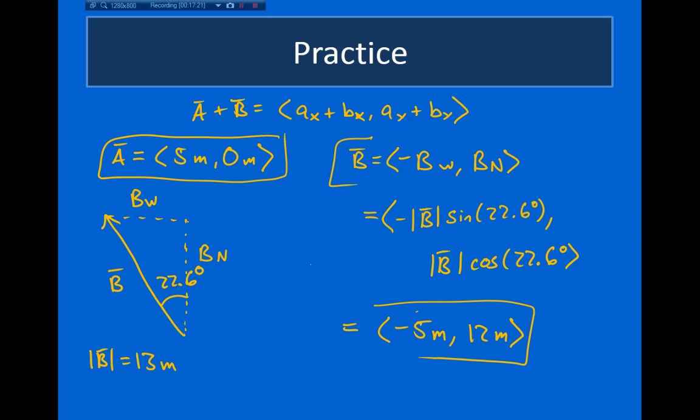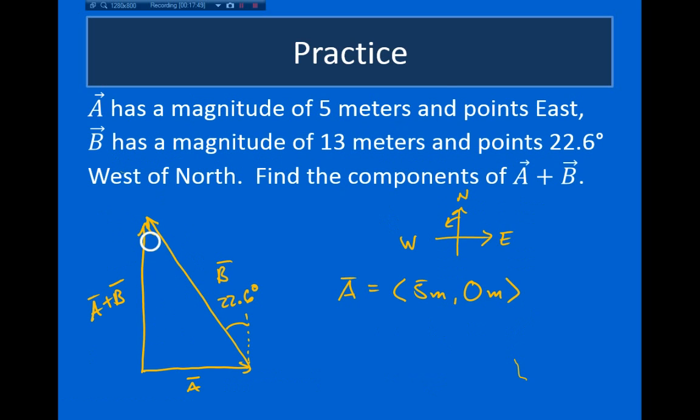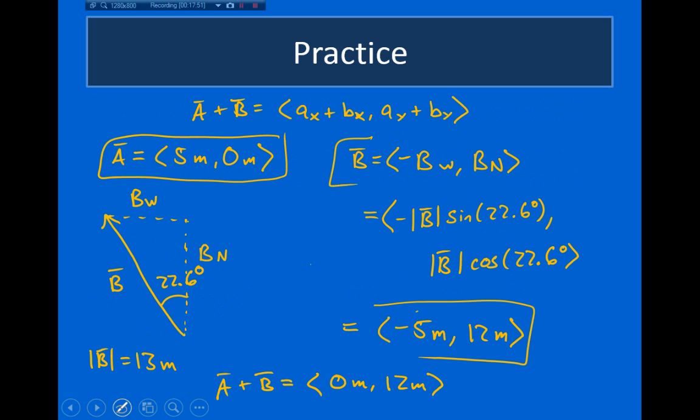So now if I want to take the sum of these two things, remember I take the x component of vector a and I add it to the x component of vector b. So a plus b is going to equal 5 plus a negative 5, so that's 0. And for the y component we'll have 0 plus 12, so 12 meters. So actually I drew this pretty well in the previous picture, right? It's all pointing in this vertical direction. So our vector is 0 meters in the east-west direction and 12 meters in the north-south direction. So just 12 meters north.